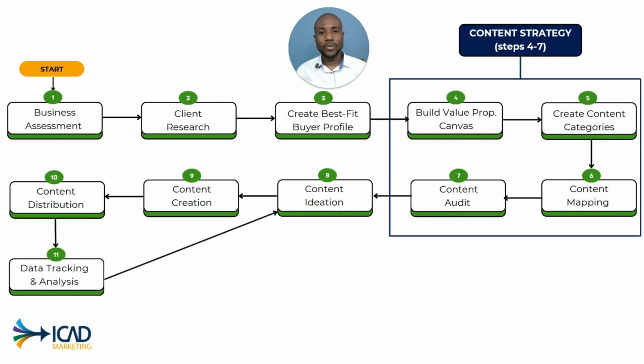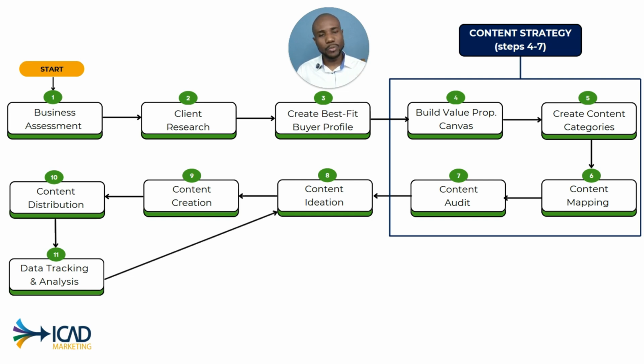Step 8 is where we go through the content ideation process with you or your team, where we come up with ideas based on the content categories we created and the content mapping. When we do the content audit, there are content gaps that the audit couldn't fill, so this is where we come up with new ideas to fill those gaps and ensure our content has business impact and client value. Step 9 is content creation, where once we have those ideas, we create the content and put it out there.